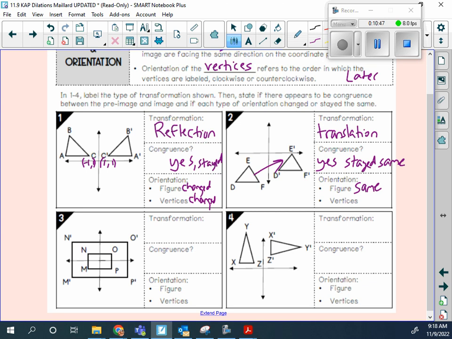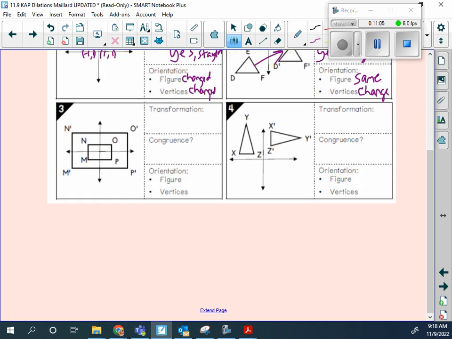What about the vertices? They did change. Because what made them change? Yeah, they moved, right? So of course they're not going to be the same. Okay? All right, what about number 3? What's happening on number 3? Yeah, because it was here and now it's here, so it got bigger. So it is a dilation. And did it preserve its congruence? No. It got bigger.